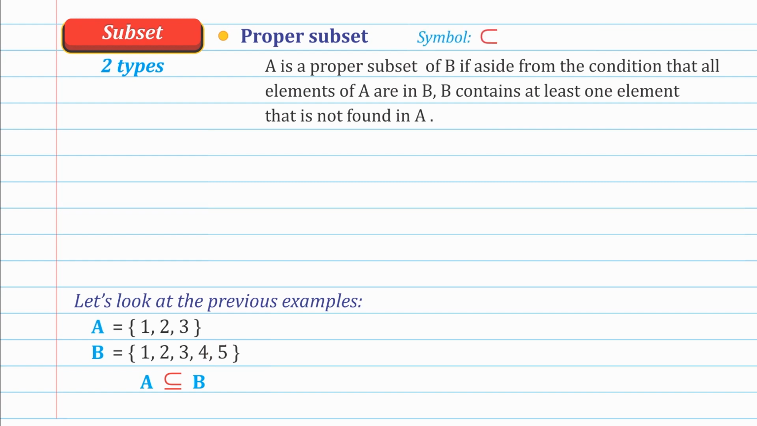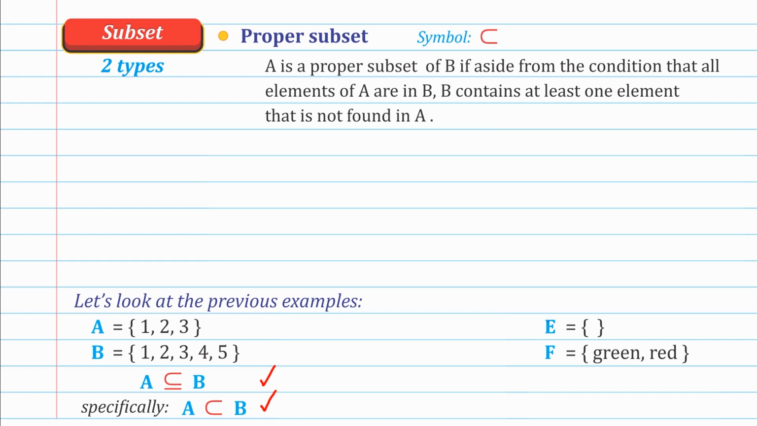Now, the symbol for proper subsets is this letter C here. We can then write A is a proper subset of B. So again, let me be very clear. This statement is true. A is a subset of B. But if you want to be more specific, since there are extra elements here, we can further say that A is a proper subset of B. Both statements are true. Now, let's check our third example from the previous slide.